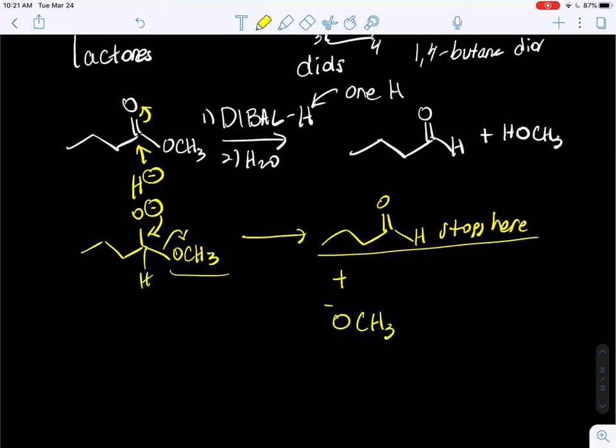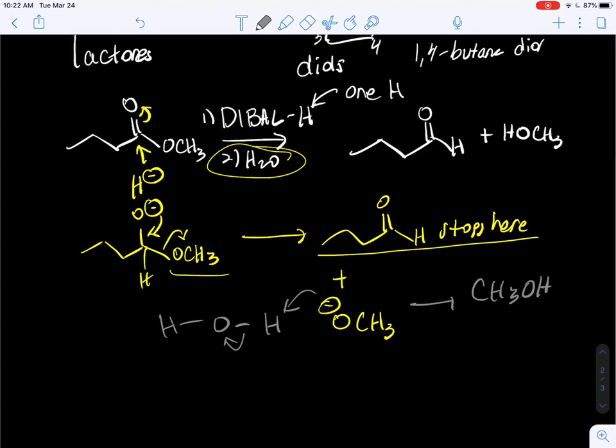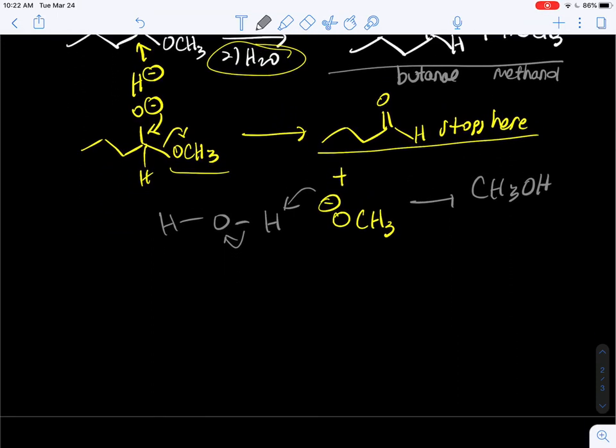So here we have methoxide that hangs out, and then in step 2 you have water, and that gives you the other reaction product. So you get butanal and you get methanol as 2 reaction products.